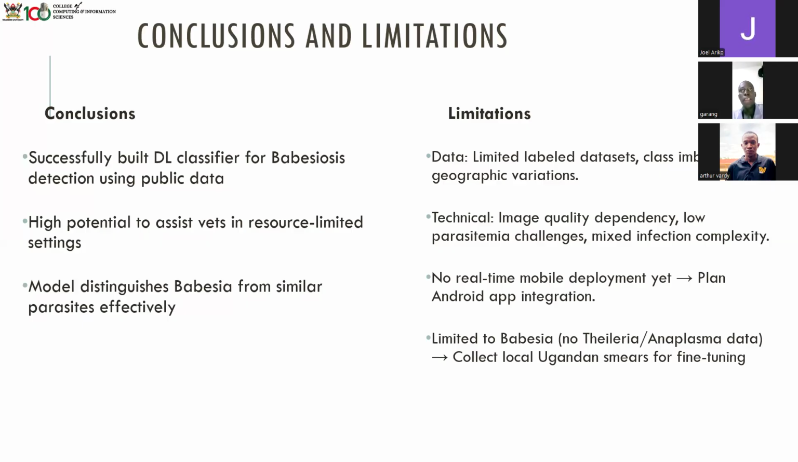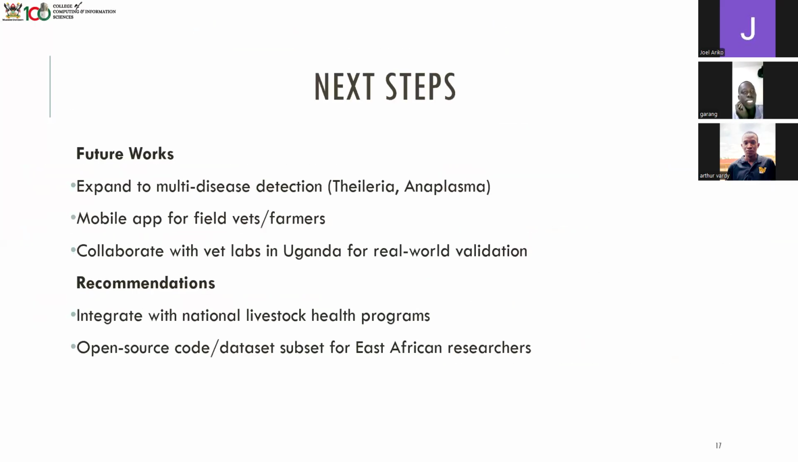Next. So the next slide, we have future works. In the future, we aim at expanding to multi-disease detection, which will include anaplasma, which is also another disease that affects cattle. We need a mobile app for vets and farmers to easily carry this out. Collaborate with vet labs in Uganda for real-world validation. The recommendations integrate with national livestock health programs, open source dataset for East African researchers.